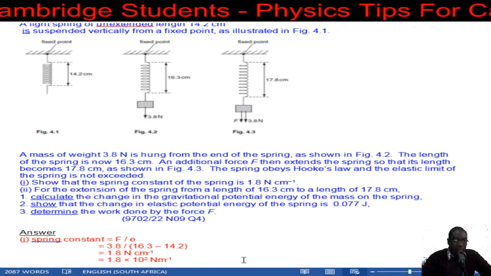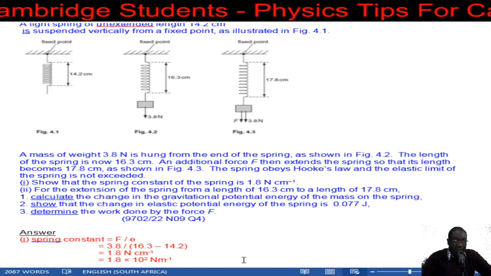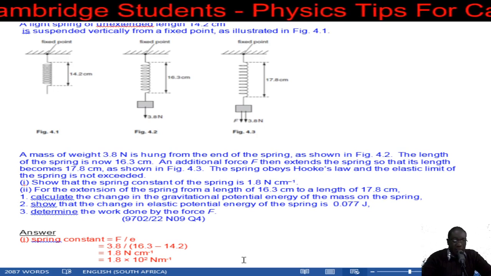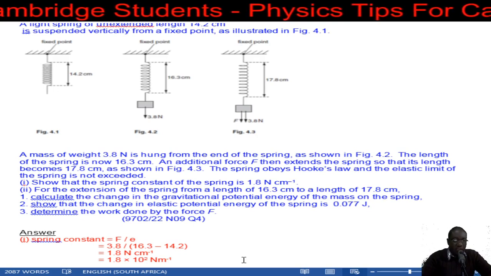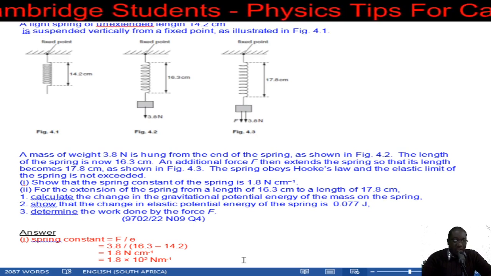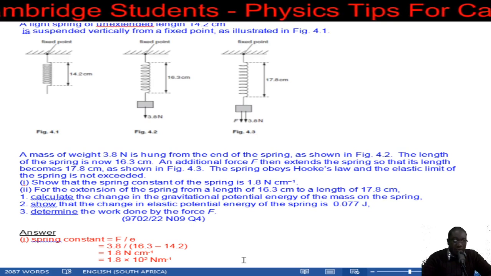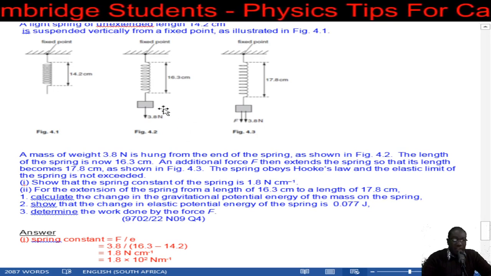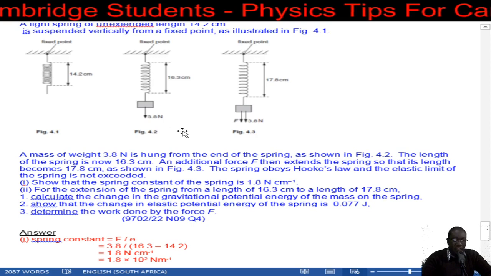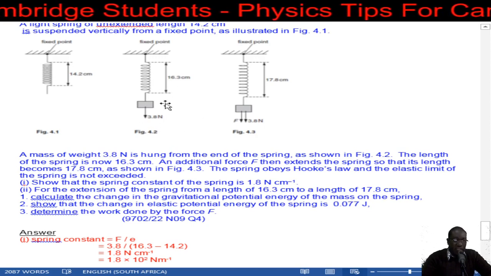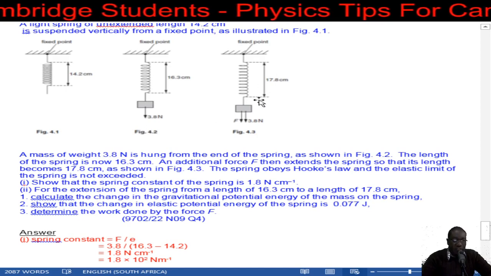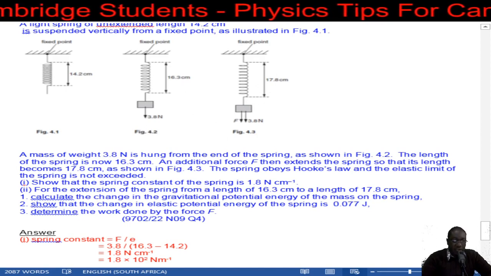Part 2 says for the extension of the spring from a length of 16.3 centimeters to a length of 17.8 centimeters, 1. Calculate the change in the gravitational potential energy of the mass on the spring. Now, gravitational potential energy or change in the gravitational potential energy is equal to mg delta h. So our delta h in this case is going to be 17.8 minus 16.3.